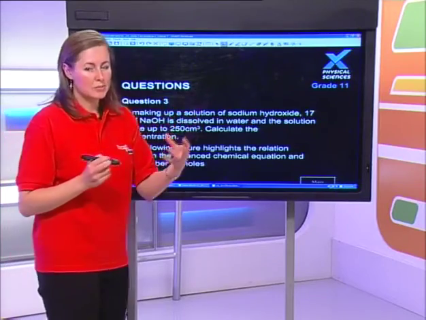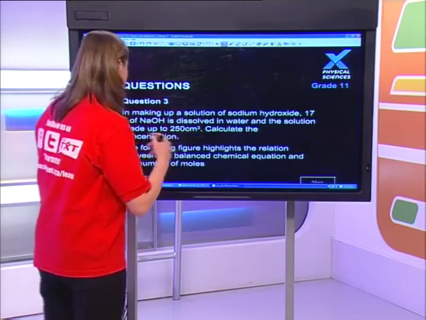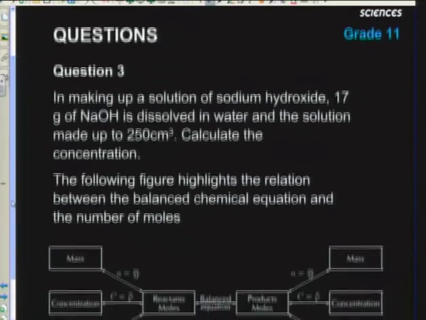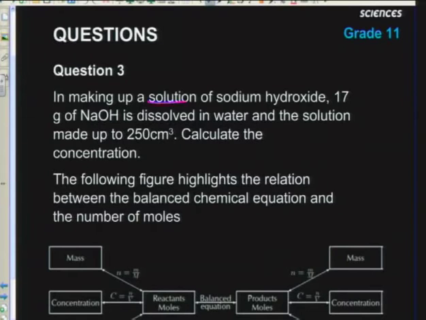So here we're looking at making up solutions, and I want us to practice that right now. I want us to note that we are looking at making up a solution of sodium hydroxide. Sodium hydroxide's formula is NaOH. Okay? 17 grams of that, sorry, we should have the grams there. 17 grams of sodium hydroxide is dissolved in water, and the solution made up to 250 cubic centimeters. That is my volume, all right? This 17 grams is the mass of the sodium hydroxide. And they asked me to calculate the concentration.